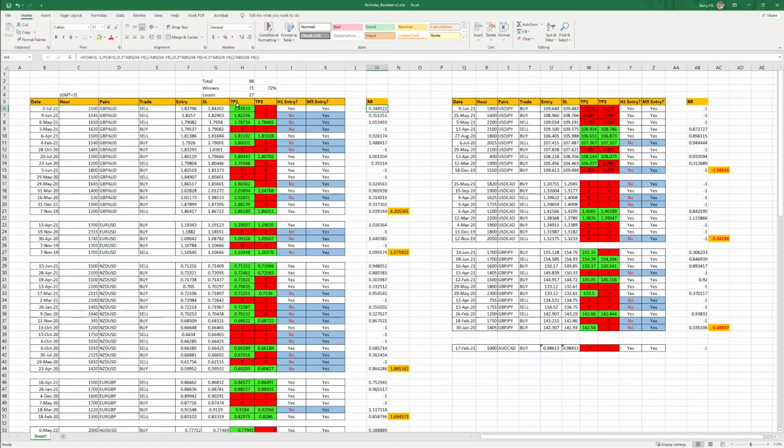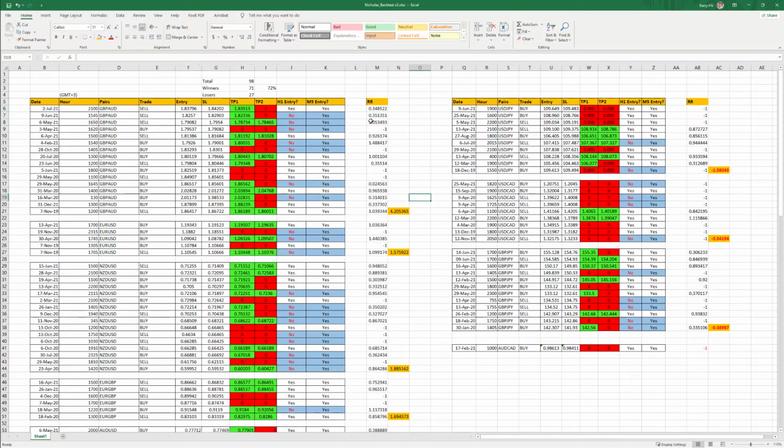Now, if TP2 is not 0, then we need to have two 0.5: 0.5 of TP1 minus the entry plus 0.5 of TP2 minus the entry, divided by the stop loss minus the entry, which is this last formula here.